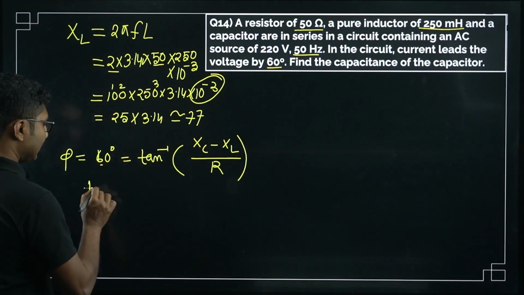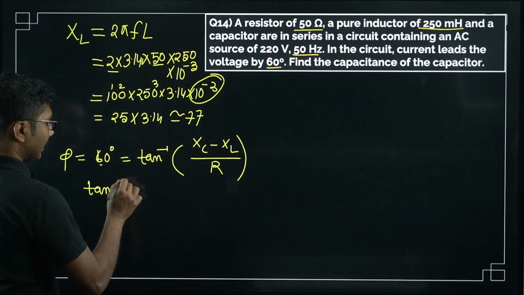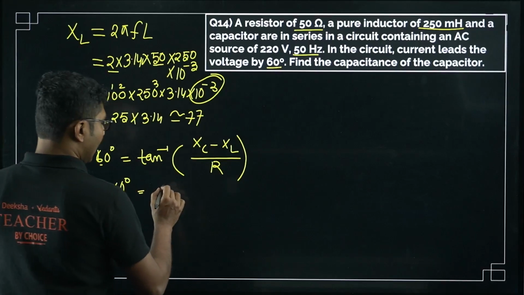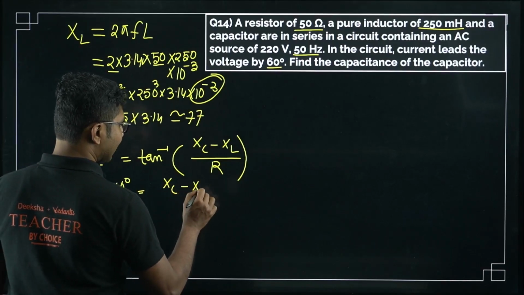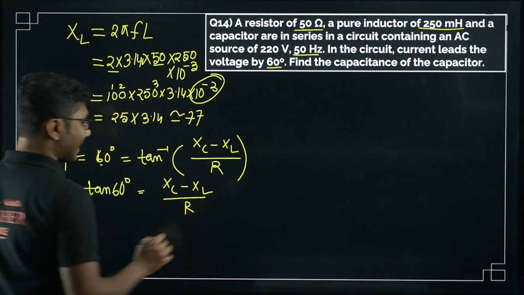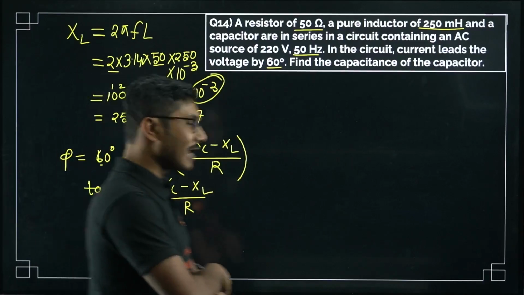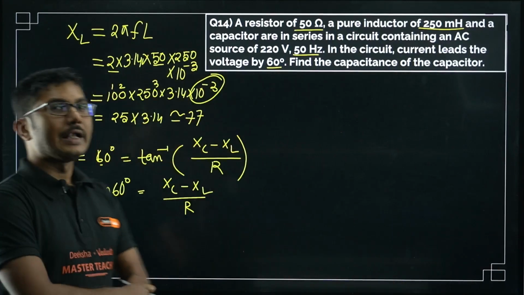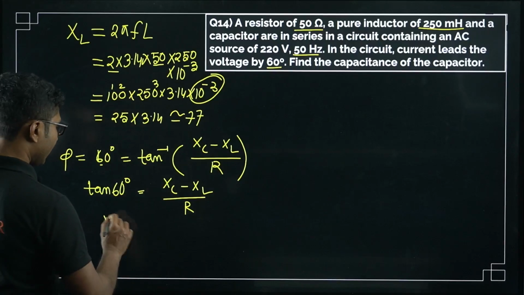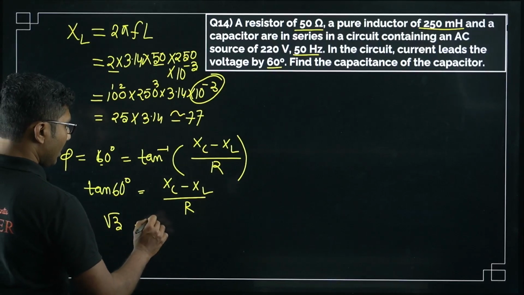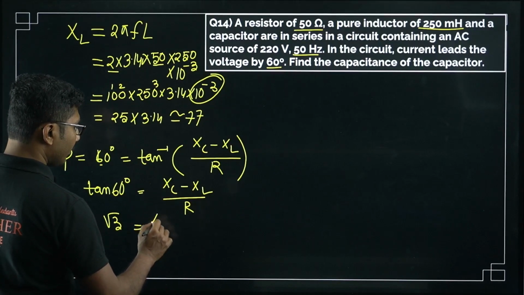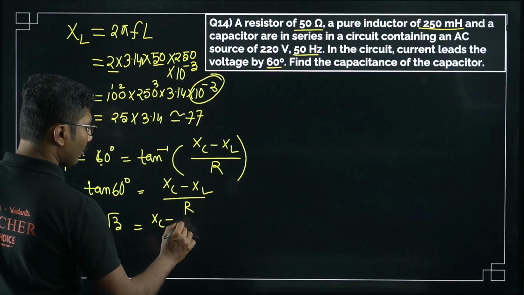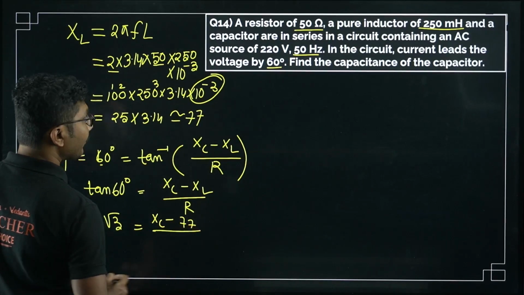So tan 60 is basically XC minus XL by R. What is tan 60? Tan 60 is sin 60 divided by cos 60. Sin 60 is root 3 by 2 divided by half, that is, it is root 3. So root 3 equals XC minus XL by R: XC value we don't know, XL value we have calculated almost 77, R value is 50.